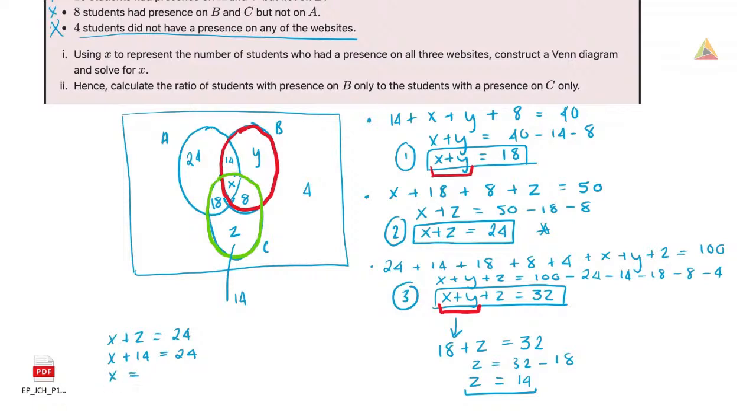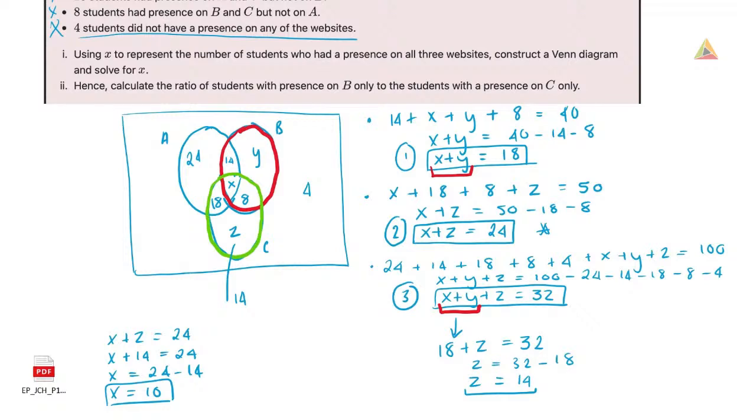So X is equal to 24, take away 14. 24 minus 14 is 10. You've just figured out what X is. X is 10, and that's what you were asked to get in the first place. So the second part then, it says, hence calculate the ratio of students with presence on B only to the students with presence on C only.